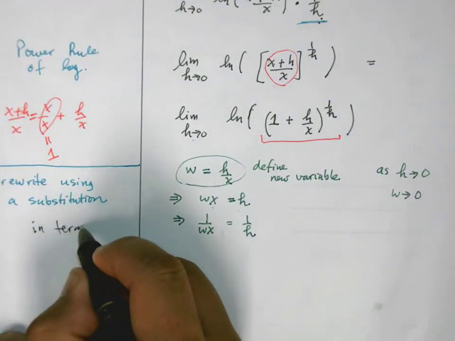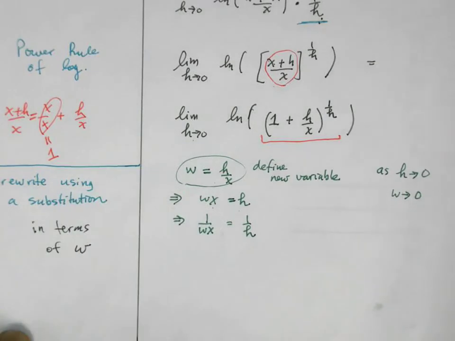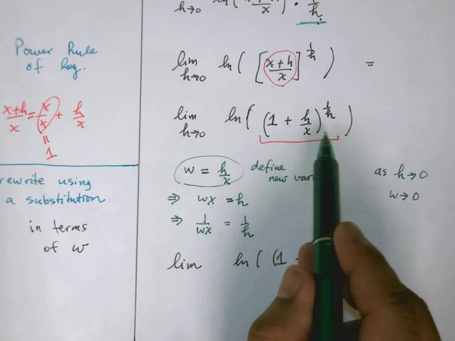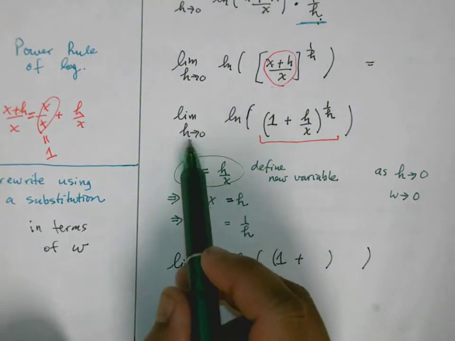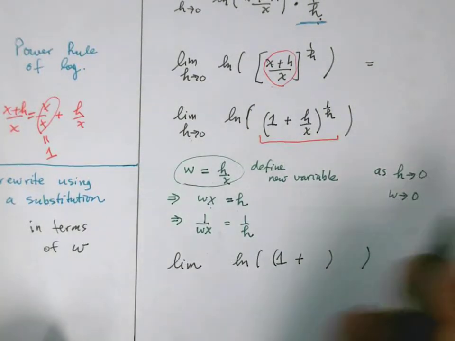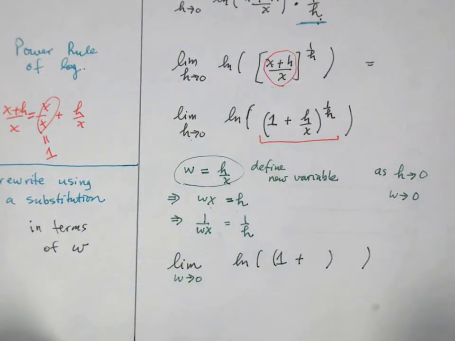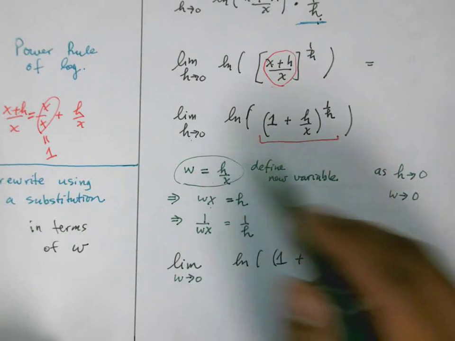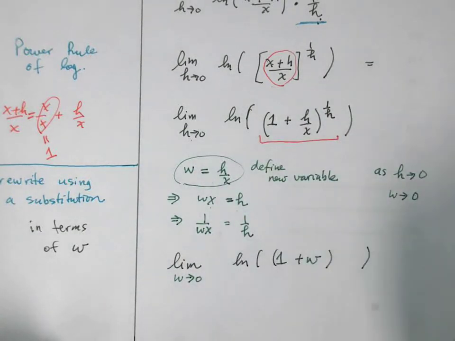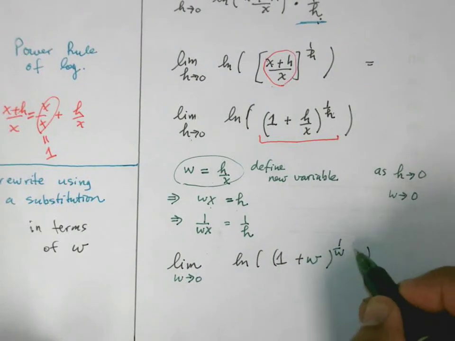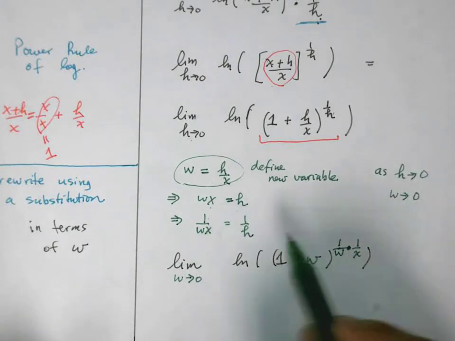So now what do we have? I've written out this limit minus some important information, some blanks here. Rather than h approaching 0, we can rewrite this as w approaches 0. And instead of h over x, we can just write this as w. And instead of 1 over h, we can just write this as 1 over w times 1 over x. Okay, because 1 over wx is just 1 over w times 1 over x.